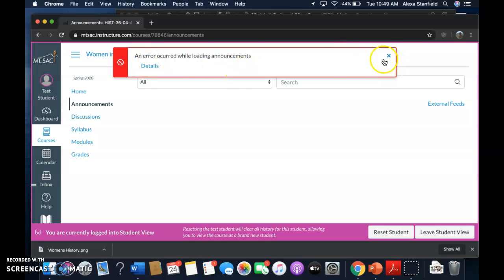For some reason, we're not getting the announcements. What's going on here? Network error.